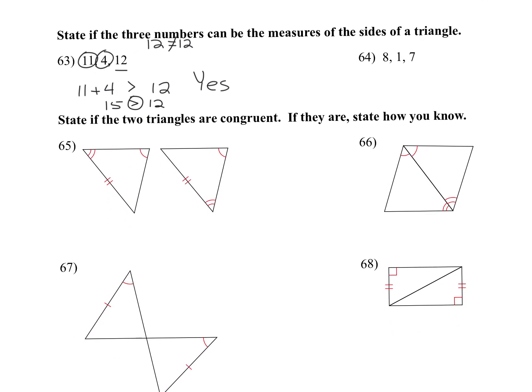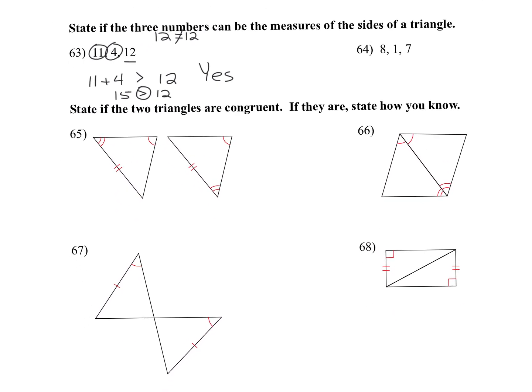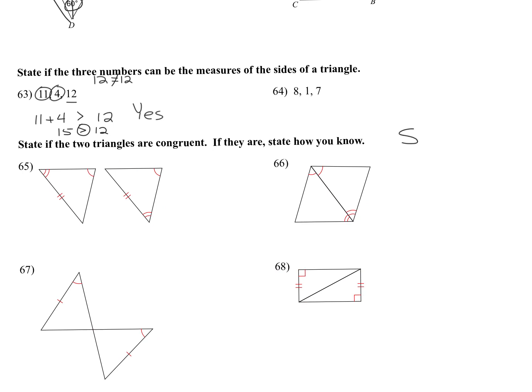Looking at 65 through 68, I think there's a couple more on the back. What do these look like to you? We want to state if triangles are congruent. What pops into your mind? Side, angle, side, side, side. Yep, all of those different properties. We had, let's write them. We had side, side, side, side, angle, side, angle, side, angle, angle, angle, side. There's one more. Hypotenuse leg. Good.